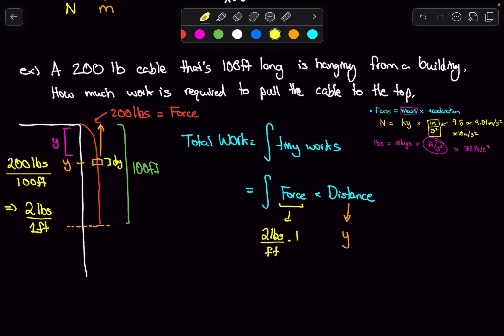So times dy feet. And that is going to allow us to complete our integral. So for us, we're going to have our 2, right? Our 2, well, what's our unit going to be? 2 pounds, if you will, times y, and our distance is in terms of feet. And then what are the bounds for y going to be?